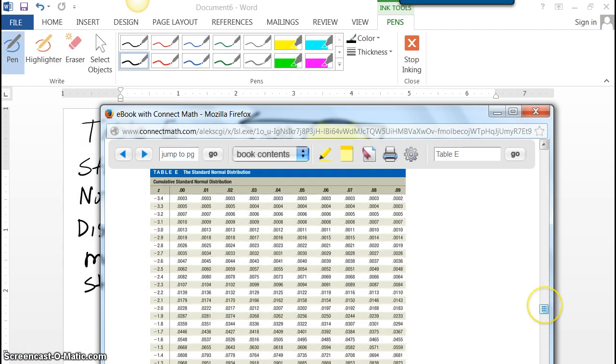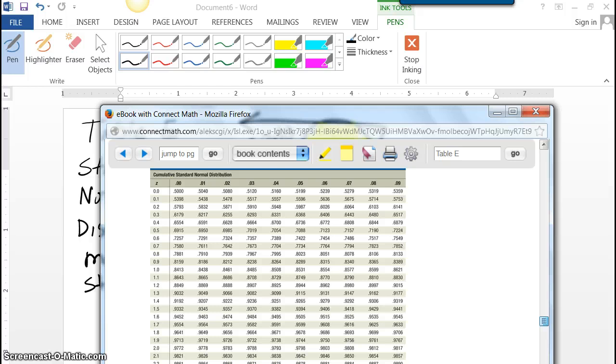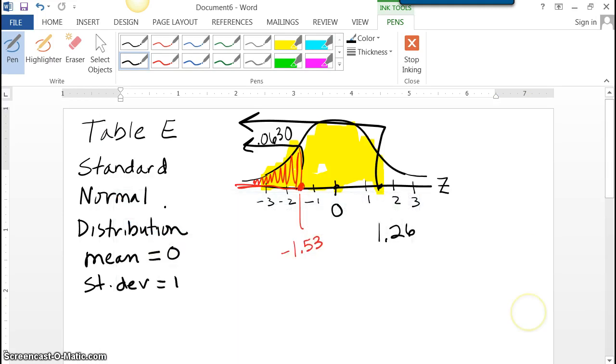There's one side of the chart that has negative z's along it, and then the other side of the chart has positive z's. So if you look up 1.2, and then you go along the top and look up the hundredths place, the 6, then you come over here, and it would be 0.8962. To the left of 1.26 is 0.8962.